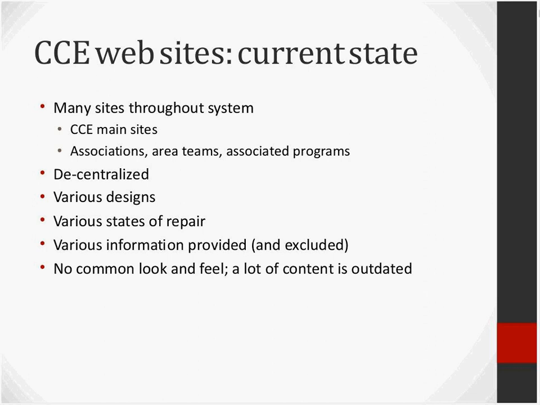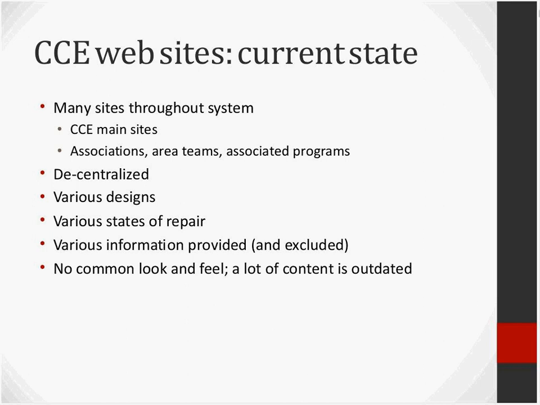There's at least one site for each association out there. There are sites for our area teams. There are sites for many different programs, such as the Small Farms Program and the Beginning Farmers Program. The way they have come about in the past is they pop up here and there whenever somebody needs them. So they vary in their design, in their state of repair, and in the information provided. There really isn't a common look and feel out there, and a lot of the content out there is outdated.